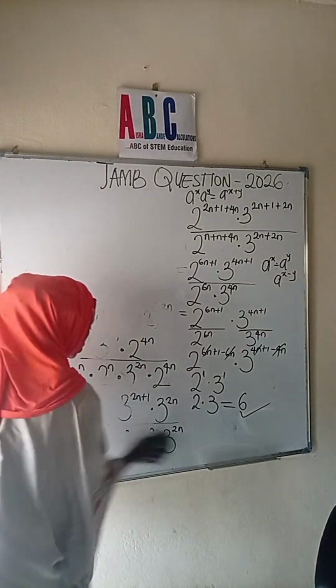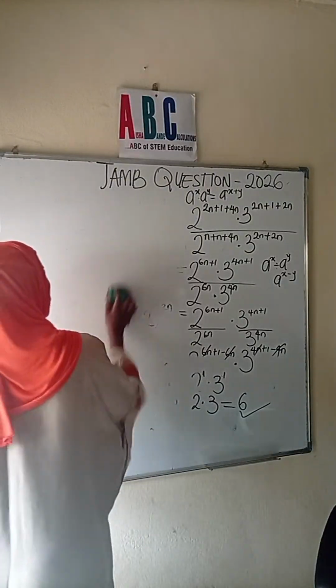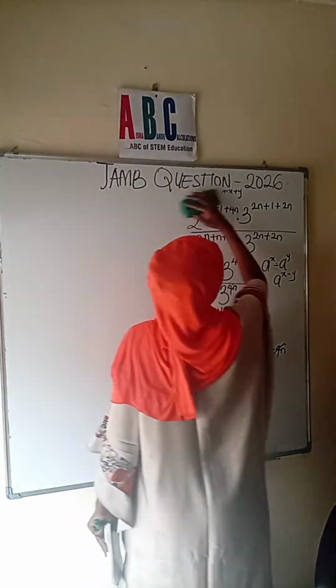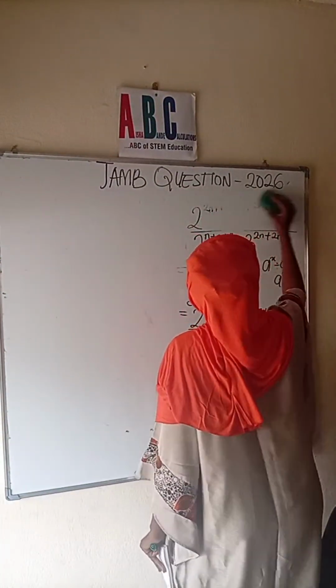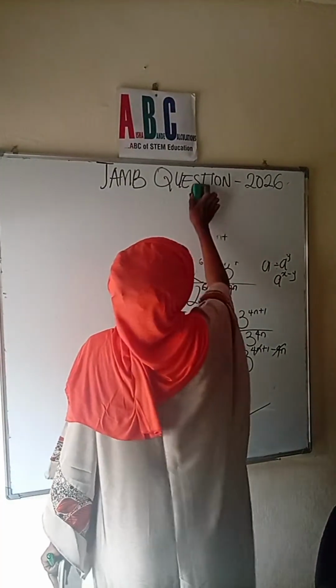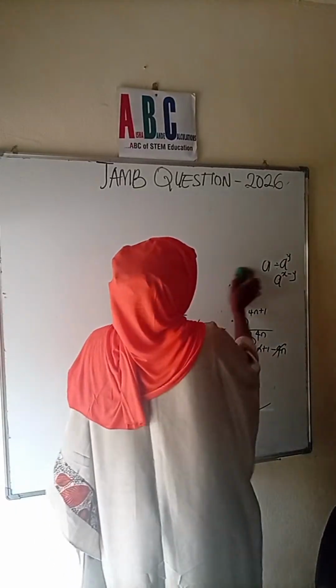Some questions in JAMB have shortcut methods you can just use to solve and get your answer so easily, so fast. But there are some questions that, unfortunately, do not have any shortcuts. You just have to solve, but you have to be very fast in solving. You have to be fast and careful.